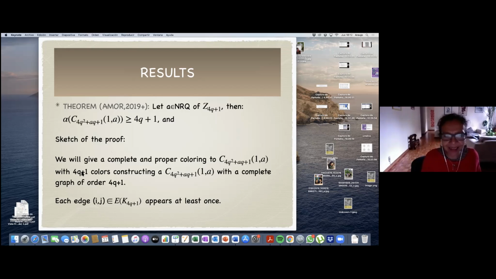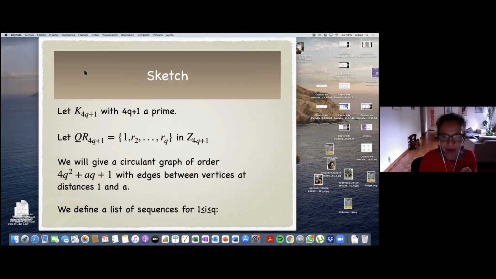And in fact, we have these colors because I take a complete graph of order 4q plus 1. And you have to note that each edge of this graph appears at least once. If you have a complete graph with this number of vertices and you enumerate all the vertices, obviously each pair of numbers appears in one edge and only in one. And we will construct a circulant graph using this complete graph, okay?